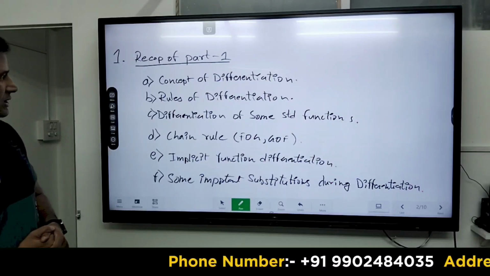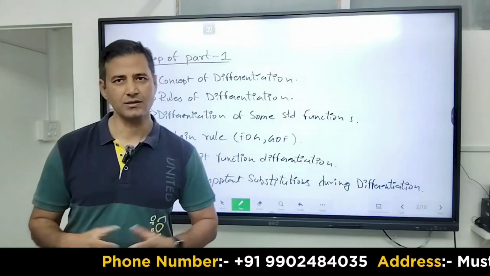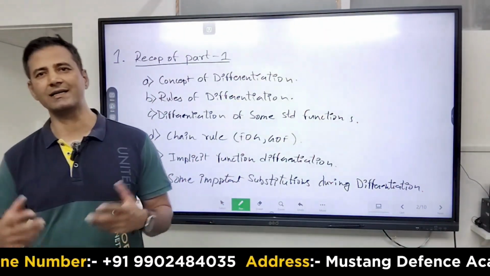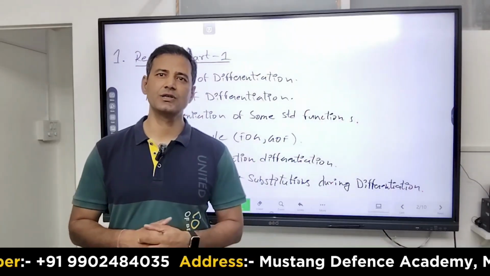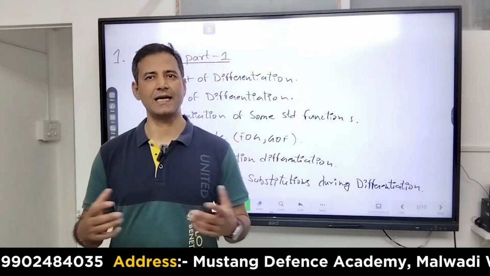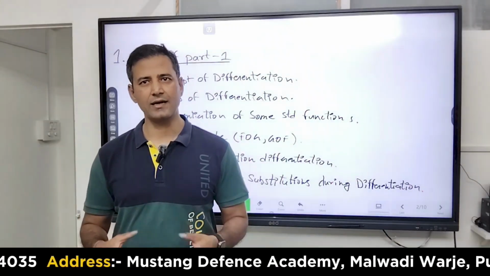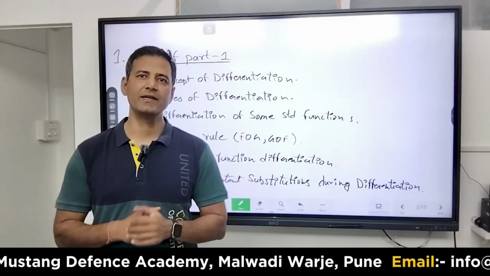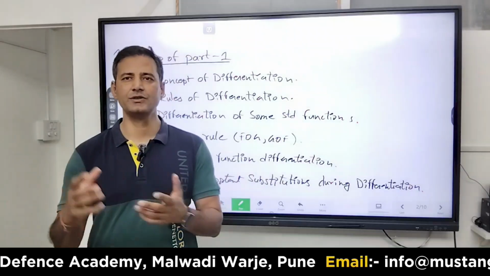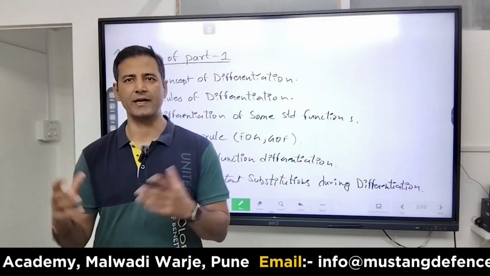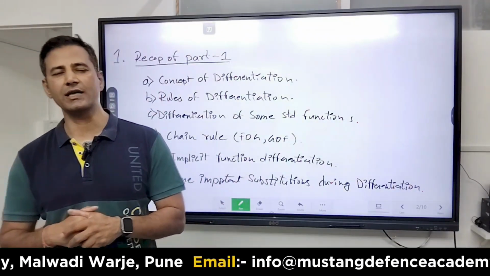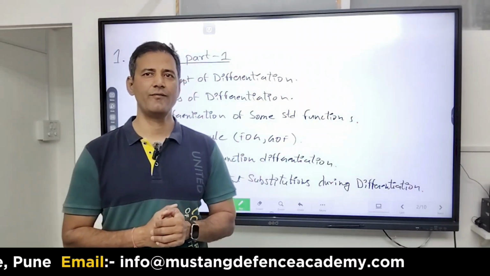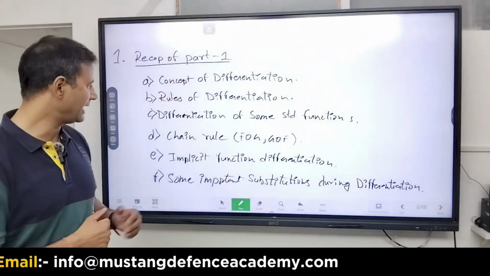Rules of differentiation of some standard functions. After that we took some standard functions like sin x, cos x, tan x, and inverse functions: sin inverse of x, cos inverse of x, tan inverse of x, sec, cosec, cot. All those things we have taken. Chain rule, in which fog or gof, f of g of x or g of f of x, when there are two functions and one function is a function of another, so that is fog. So we have studied that.